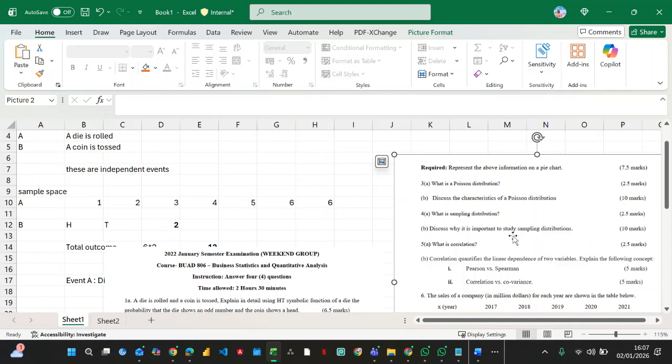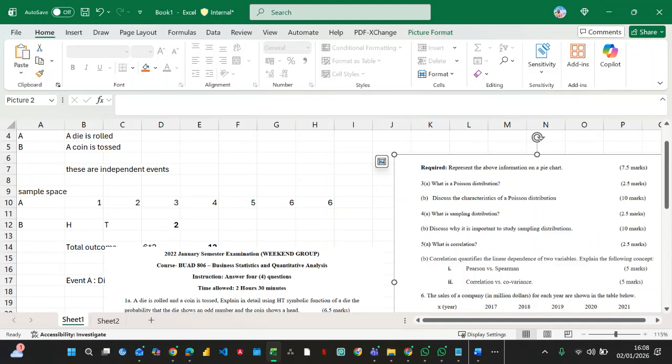The next thing we're going to do is get our x squared. So x squared means 1 raised to the power of 2 gives us 1. Then this will give us 4. This will give us 9. This will give us 16. And this will give us 25.